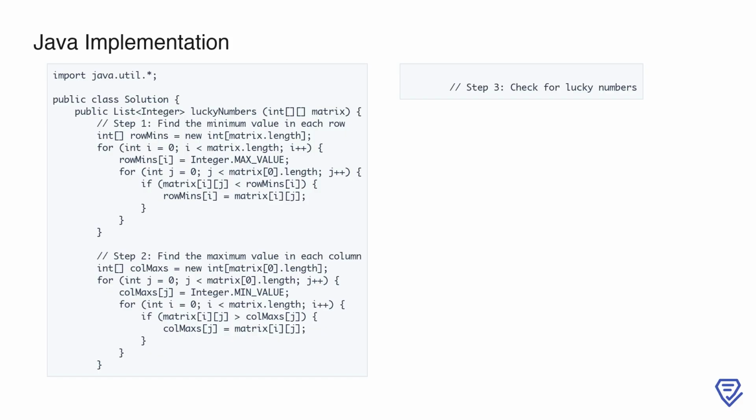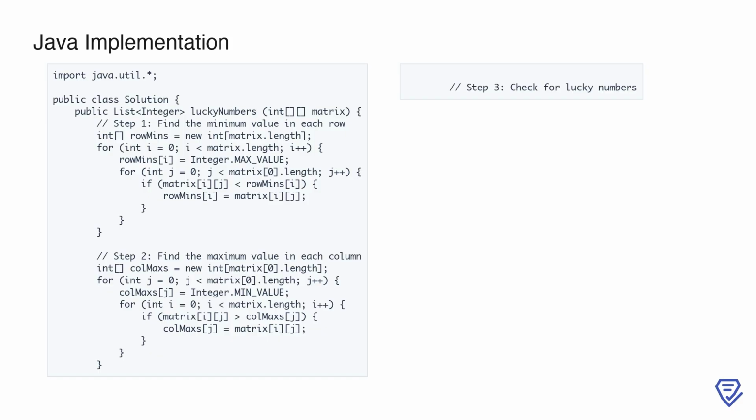The first step is to find the minimum value in each row of the matrix. To do this, we create an array called romance to store the minimum value for each row. We initialize all elements of romance with the maximum possible integer value. Then, we iterate over each row and column of the matrix. For every element in the matrix, we compare it with the current minimum value for that row. If it's smaller, we update the row's minimum value in romance. This ensures that by the end of the loop, romance contains the smallest element from each row.